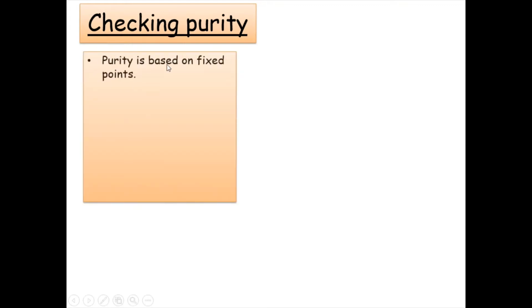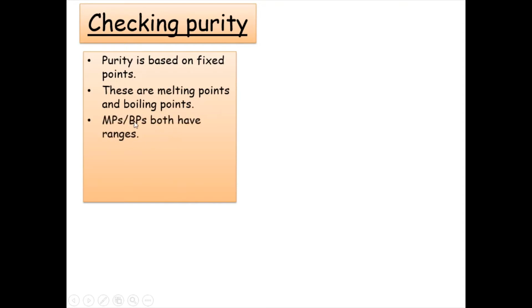So purity is based on fixed points. The fixed points in chemistry are melting points and boiling points. These both have ranges. The smaller the range, the purer the substance. Now, a pure substance would have a sharp melting point. For example, water, the melting point is 0 degrees Celsius. So pure water would melt at 0 degrees Celsius. Because of small impurities, it does have a range sometimes when it becomes a mixture.